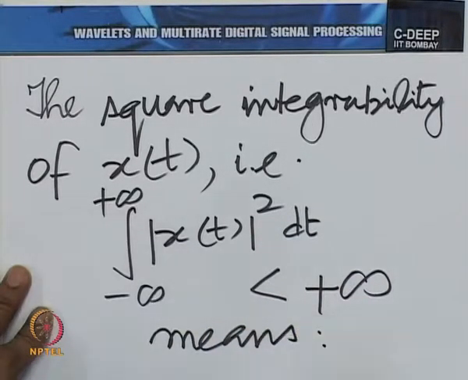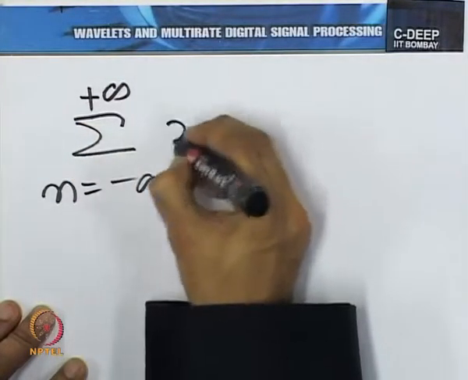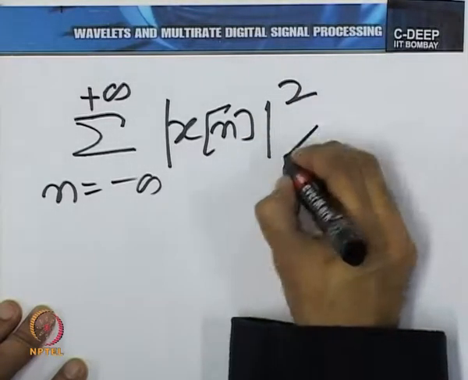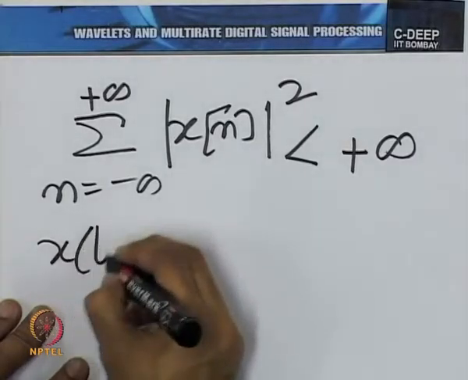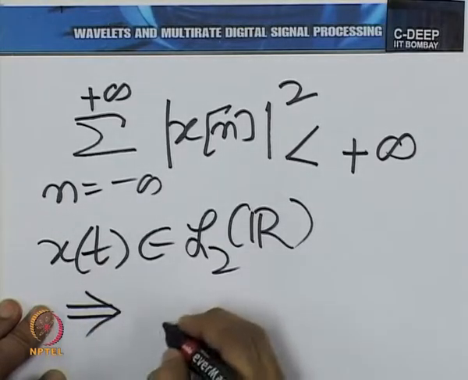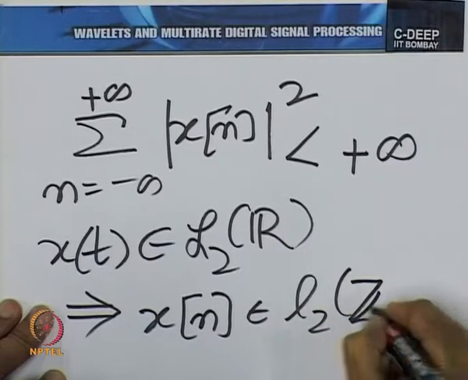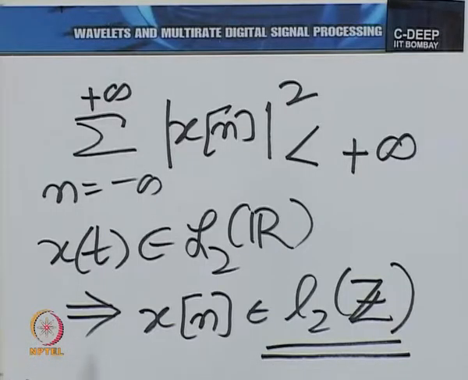means the summation from n going minus to plus infinity, with the argument as mod x of n squared, is also finite. And therefore, we use a term for this. We say x of t belongs to L 2 R implies x of n belongs to small l 2 Z. So, we introduce this notation. This is a new term we have introduced, small l 2 Z.